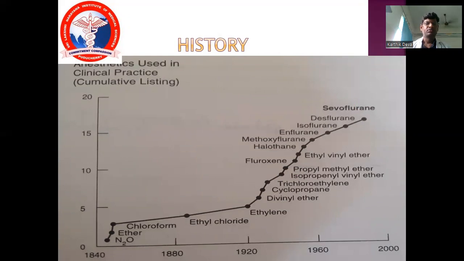This chart shows the introduction of various anesthetic agents over various time periods. Initially nitrous oxide came in the 1840s, then ether and chloroform, then after the 1880s, ethyl chloride. After that, due to various disadvantages and harmful effects of these inhalational agents, ethylene, divinyl ether, cyclopropane, isopropyl vinyl ether, fluroxene, halothane, enflurane, isoflurane, desflurane, and sevoflurane came into clinical use.